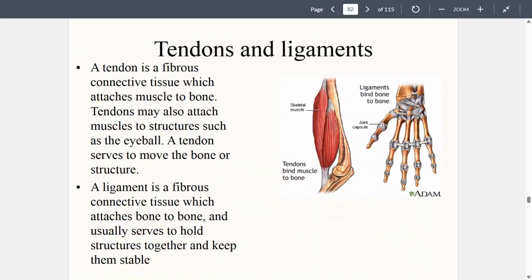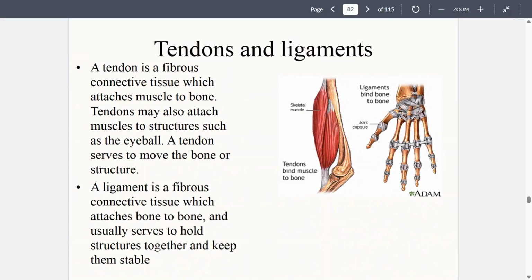Tendons, however, are going to attach our muscles to our bones. They're also potentially going to attach to structures such as the eyeball. So the eye muscles attach to both the eyeball and the bone. Basically, they attach to whatever they're going to move or anchor to, because that is what they do. When the muscle contracts, that tendon is going to pull on whatever it's attached to, causing it to move if there's enough of a contraction.